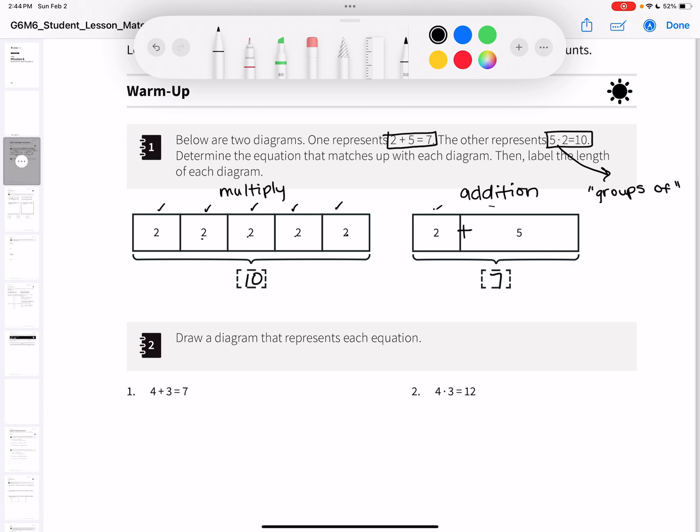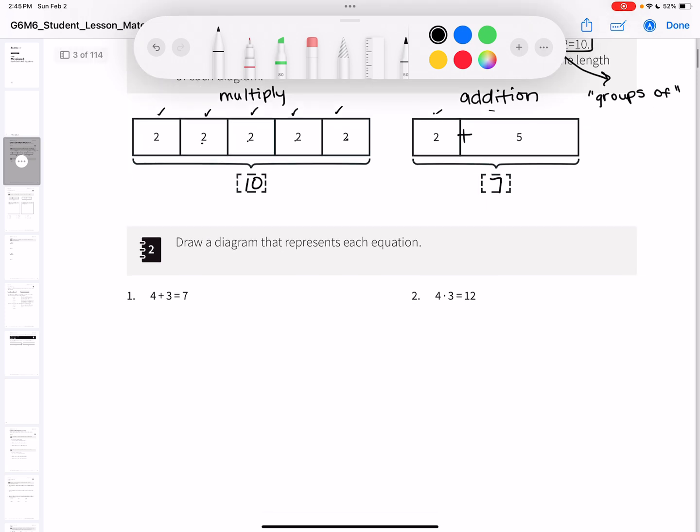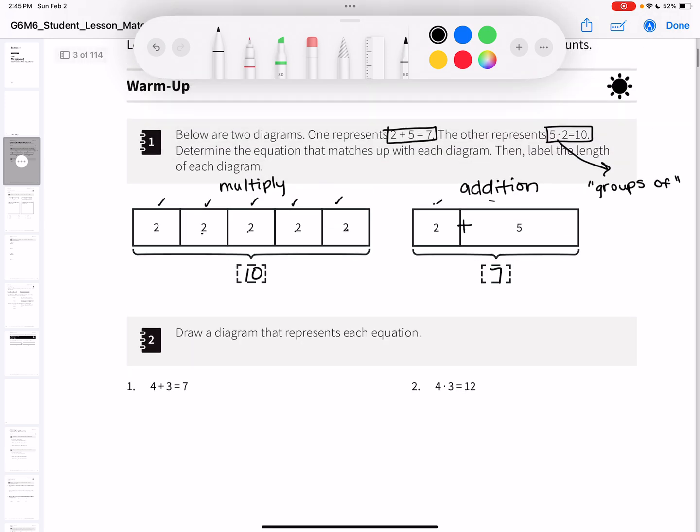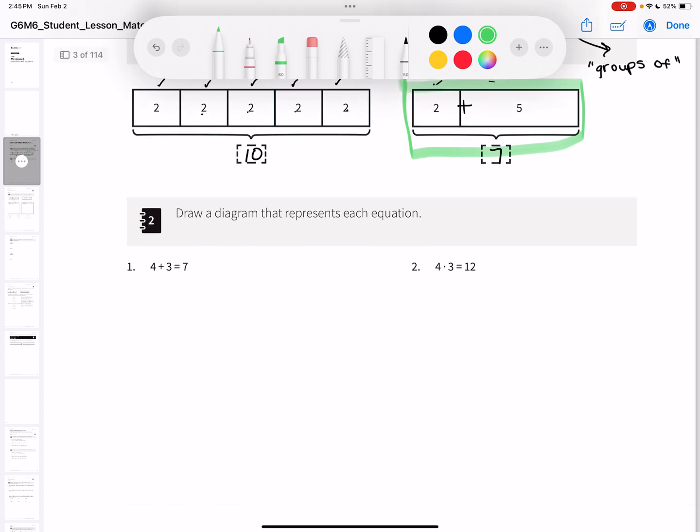Draw a diagram that represents each equation. So we have 4 plus 3 equals 7. So this is our addition. This one right here is our addition look. So if I'm going to copy that, it's going to look like this. We have a group of 4 plus a little smaller group of 3, and that should equal 7.